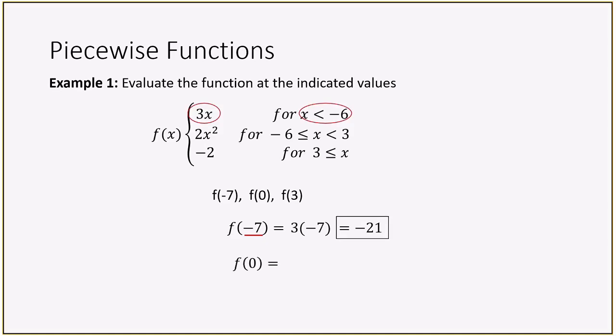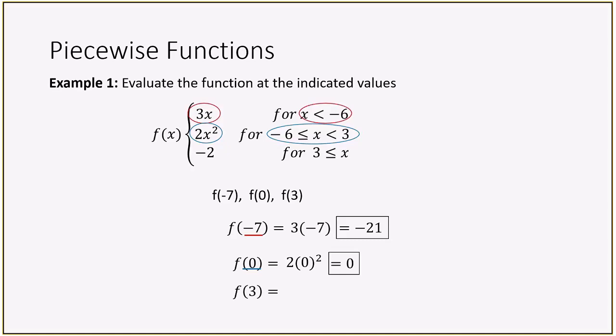Now, f of 0. Okay, well, I look up at my function. What section does that fall into? It falls into between negative 6 and 3. F of 0. So now I'm using the middle function. I plug in 0 for x. I solve. I get 2 times 0 squared. Well, 0 squared is 0. 2 times 0 is 0, and I have my answer.